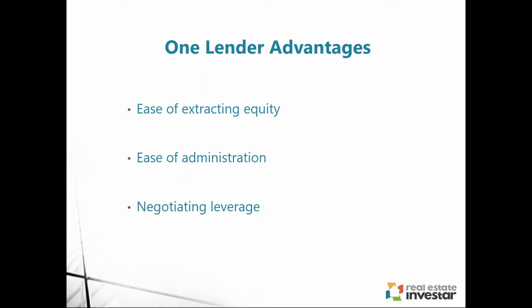And the other thing is, obviously, because you have a larger amount of borrowings with them, you do have some leverage in negotiating rates. So they can potentially offer you a better rate if you have, say, $1.5 million worth of borrowings, than if you went there with, say, $300,000 or $400,000. So they'd be able to offer you a little bit more.